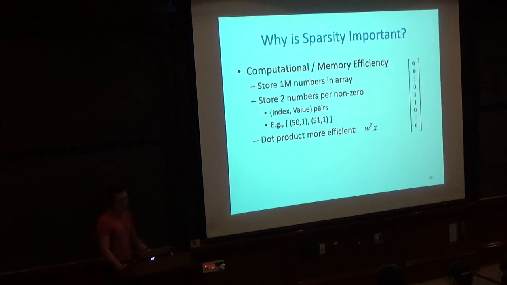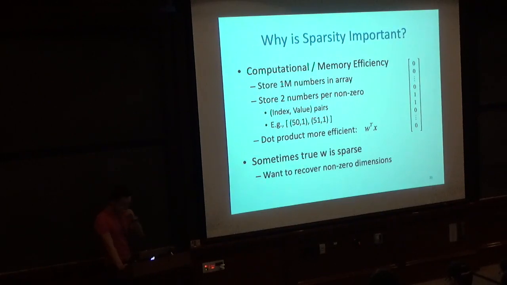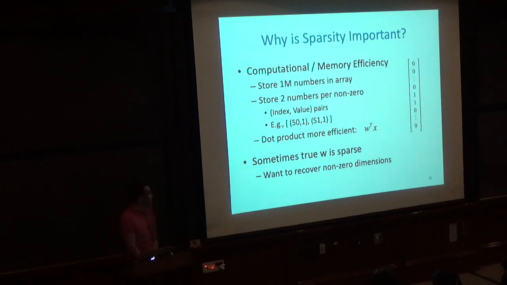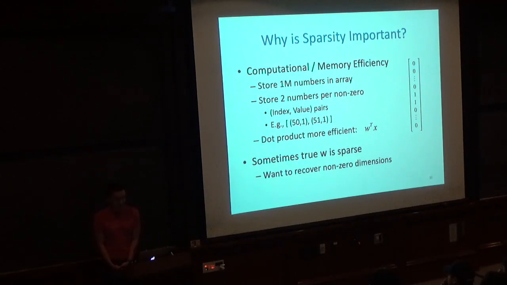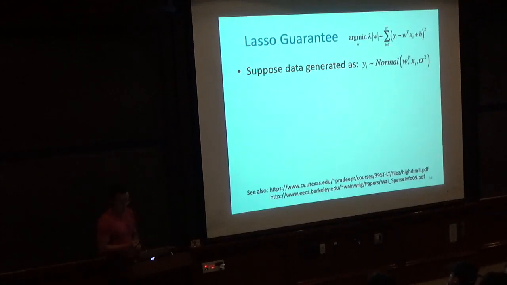Makes a lot of things more efficient. Sometimes the true model is sparse. Like we really think that the best model that we can learn, the one that really fits the data well, is a sparse W. And so people have studied Lasso for a very, very long time. And so here's just one type of analysis that people have done. If you find this type of analysis interesting, you might be interested in statistical learning theory.